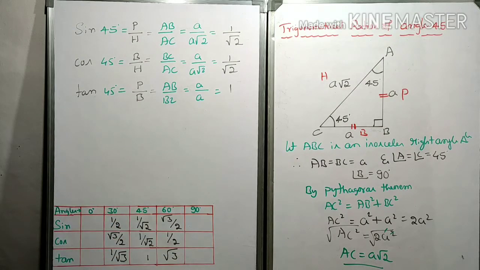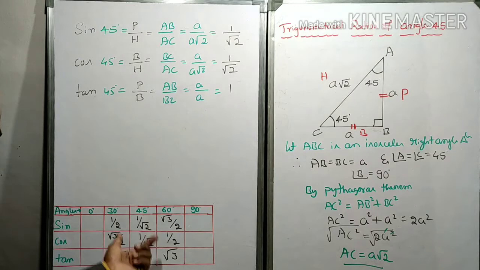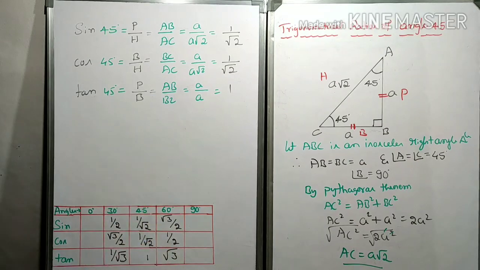Now finally, I am deriving the values for 0 and 90 degree, dear children. This one you should understand carefully. These are easy steps, but for 0 degree and 90 degree, an imaginary diagram will come. I will explain, dear children.